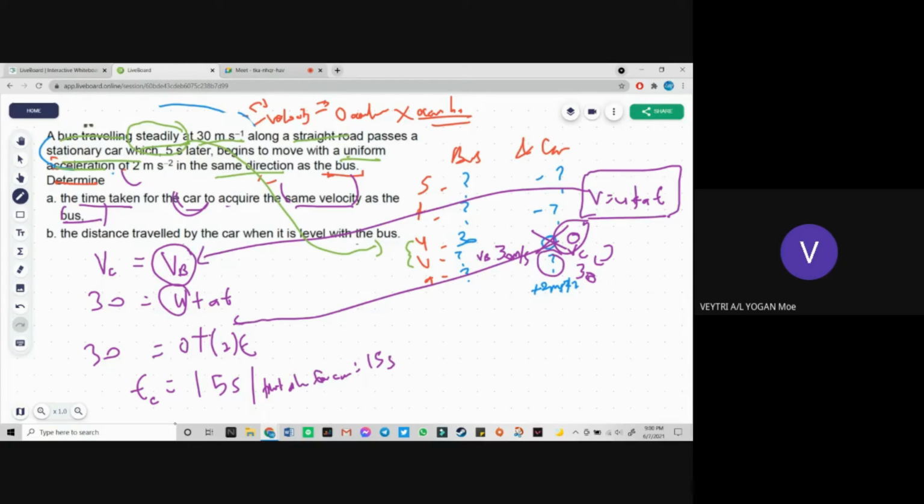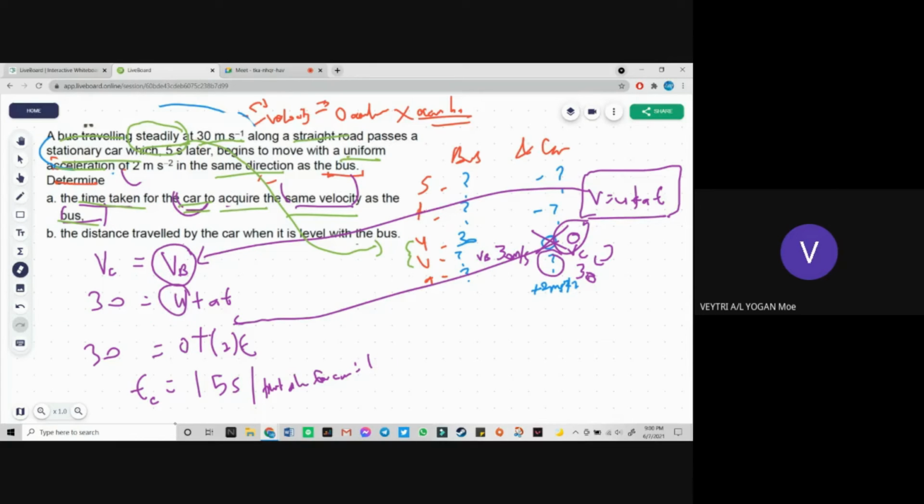Kenapa? Dia tak cakap apa-apa pasal the bus stopping. Because in the question, they say the time taken for the car to acquire the same velocity as the bus. Not the time taken for the bus to acquire the same velocity as the car. Now, do you get it? Yeah. Alright, okay. Now, let's move on to case number 2 or question B.